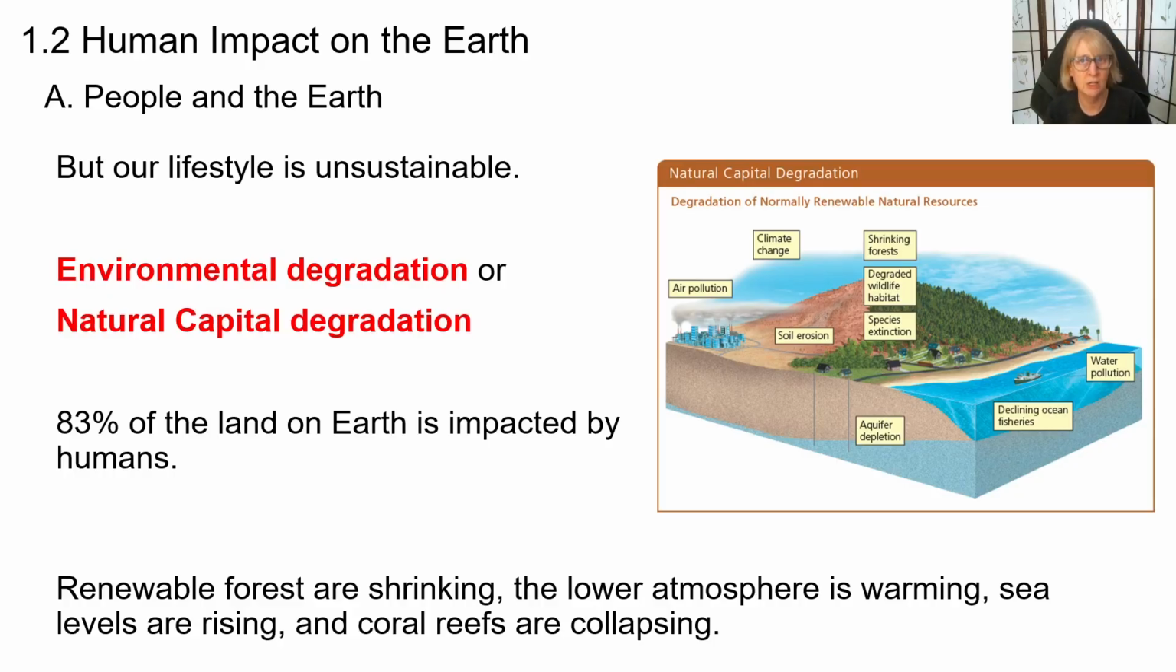83% of the land on Earth, excluding Antarctica, so we're not even talking about the Antarctic research stations, is impacted by humans. And that could be that humans live there, or humans have turned it into an asphalt urban environment. Renewable forests are shrinking. The lower atmosphere is warming up. We're getting more and more drastic changes in the weather.